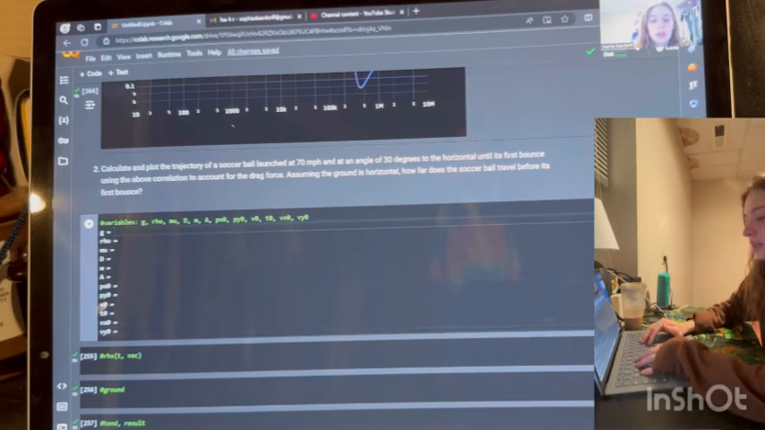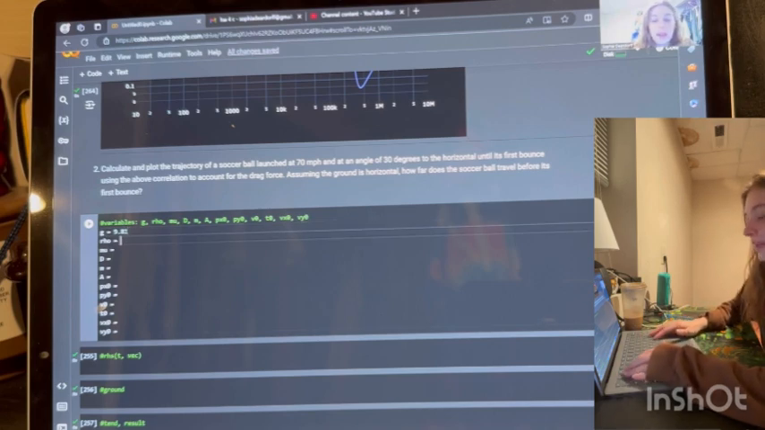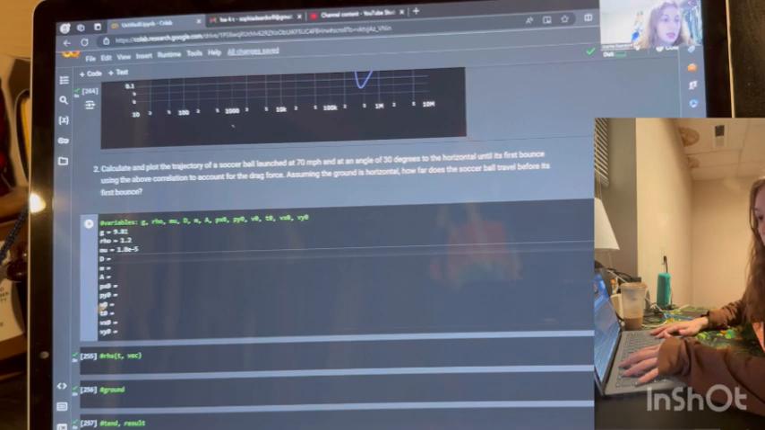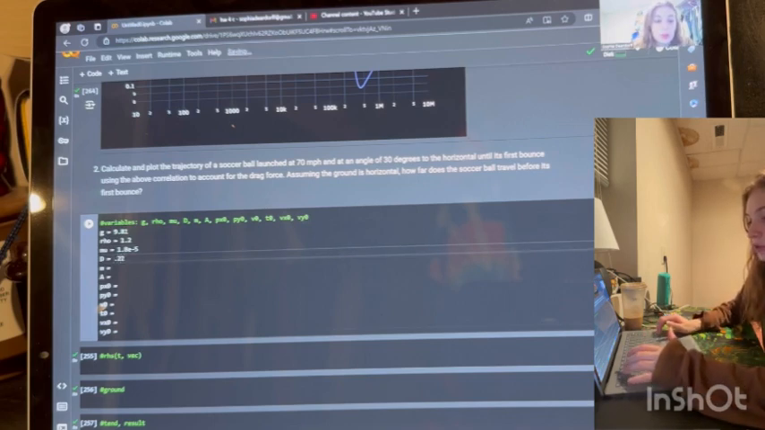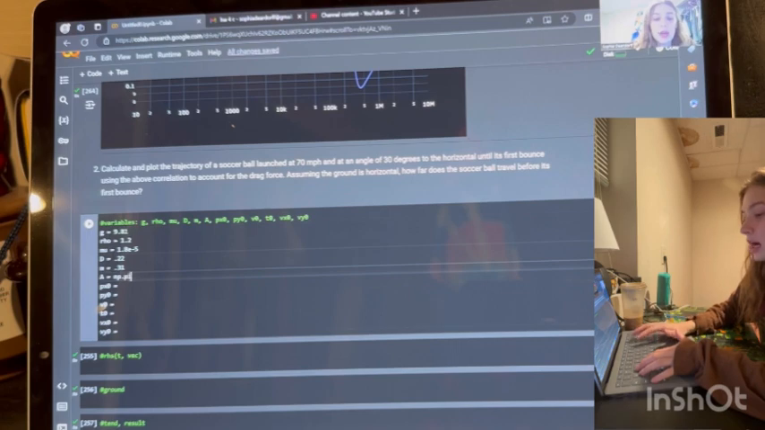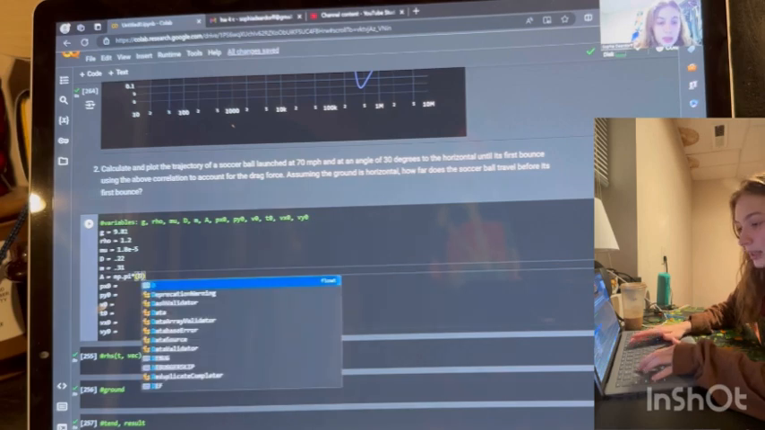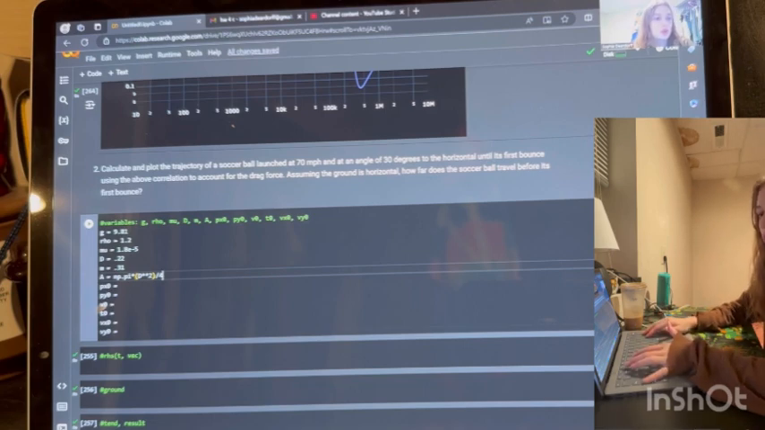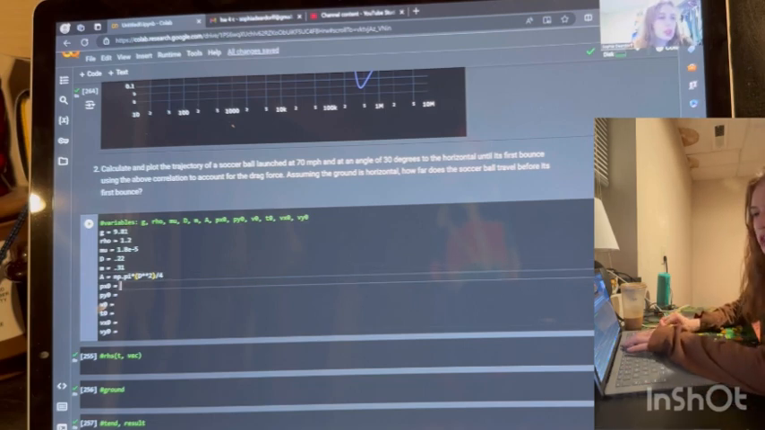Alright, so like I said, gravity is 9.81, our rho of the air is 1.2, our mu of the air is going to be 1.8e to the negative 5, our diameter of the average soccer ball is 0.22 meters, and then the mass of that is going to be 0.31, and then our area is np.pi times our diameter squared divided by 4 because it's a circle.